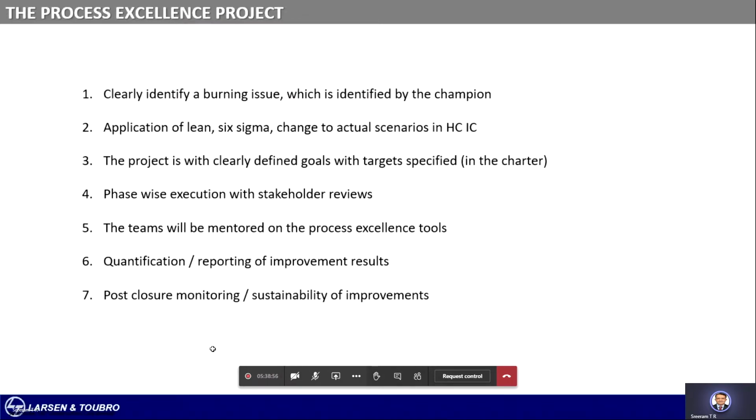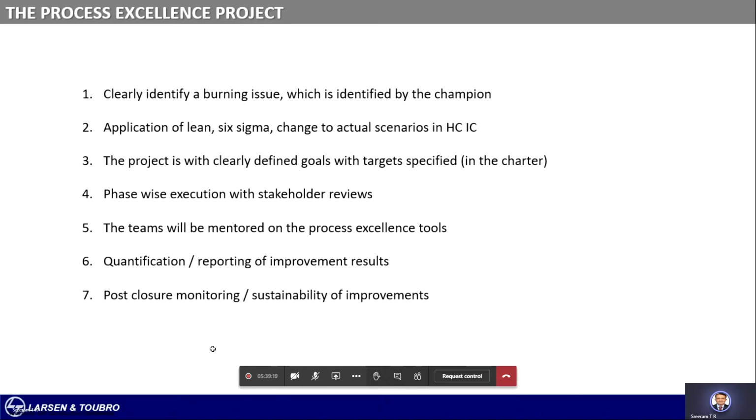In terms of those project charters and what is the pain that the team is going through, and how we can apply the tools, the concepts of lean, concepts from Six Sigma and change to actually model these scenarios. And this was prepared for HCIC, and sorry about that being mentioned there, but it applies to you as well. And the project is with clearly defined goals and targets.